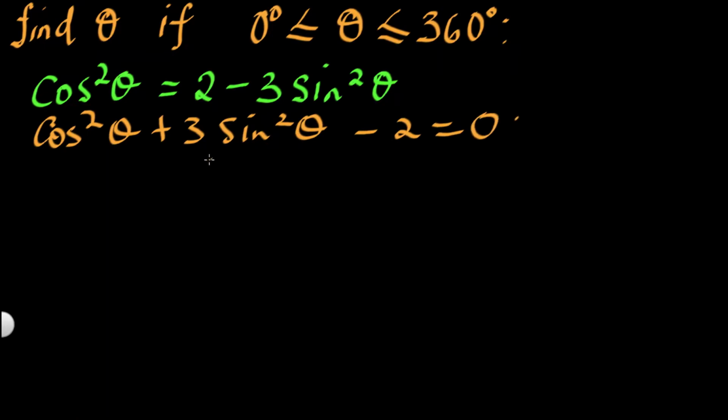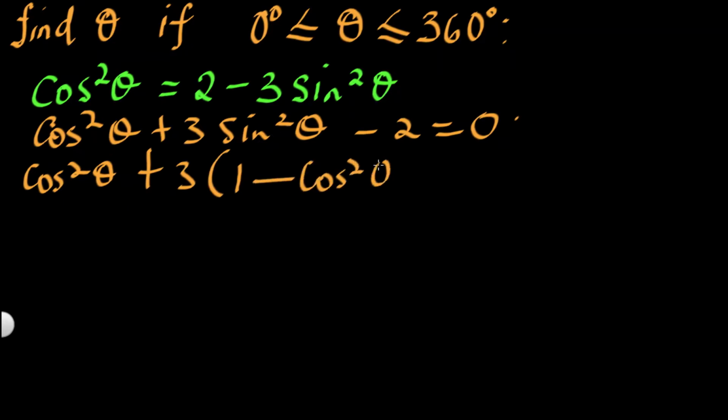I want to eliminate sine so that I have only cos. I know that sine squared theta plus cos squared theta equals 1. So I can replace the sine squared theta by 1 minus cos squared theta. Let me do that. So this is cos squared theta plus 3 times (1 minus cos squared theta) minus 2 equals 0. Now I have one trig ratio, the cosine.